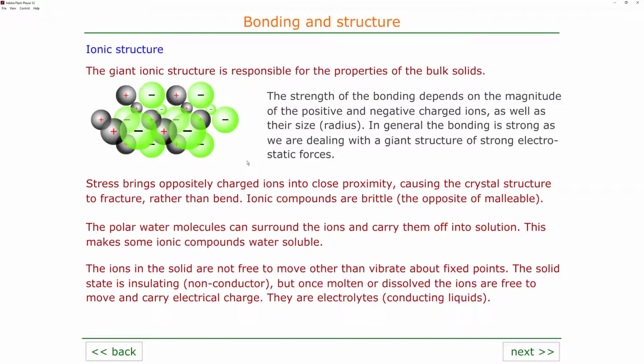So our ionic structure, then, is this giant structure of ions. Any kind of stress brings oppositely charged ions into close proximity, causing the crystal structure to fracture rather than bend. So ionic compounds are brittle. It's the opposite of malleable. Polar water molecules can surround the ions and carry them off into solution. The ions in the solid are not free to move other than vibrate, so in the solid state it's an insulator, but once molten or dissolved it becomes an electrolyte.